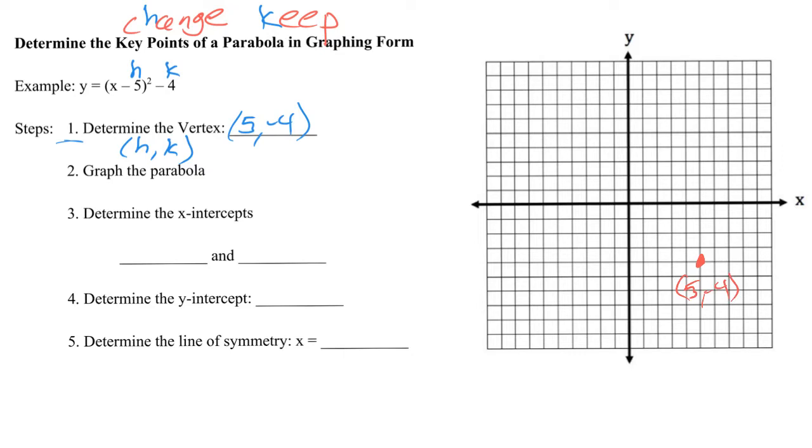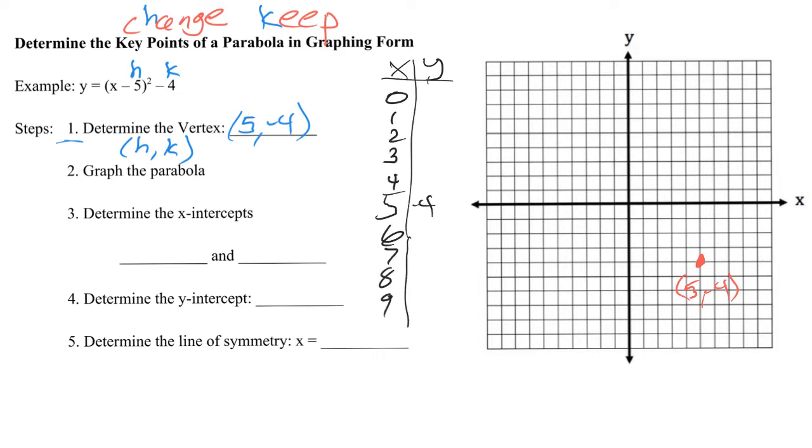So in actuality, what I'm going to need to be able to do here is make a table of values so I can see what this thing is going to look like. So if I have my x and y coordinate table, I know that 5, -4 is kind of the middle of my table, so to speak. So I'm going to put 5, -4 in the middle so I can try to figure out the rest of the points. So then I'm going to have a 4, 3, 2, 1, 0 potentially, maybe a 6, 7, 8, 9 going this way.